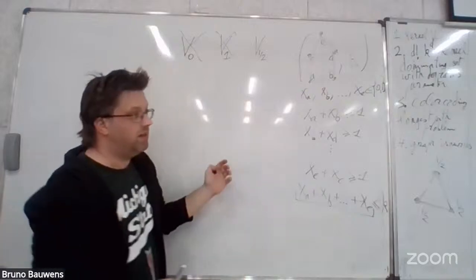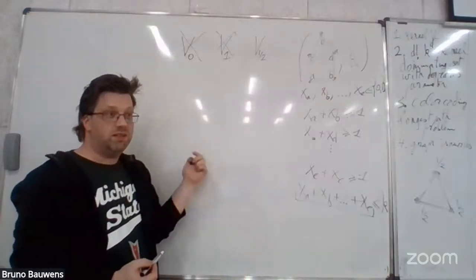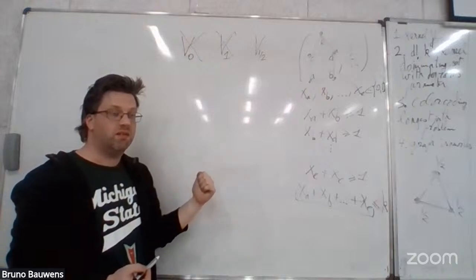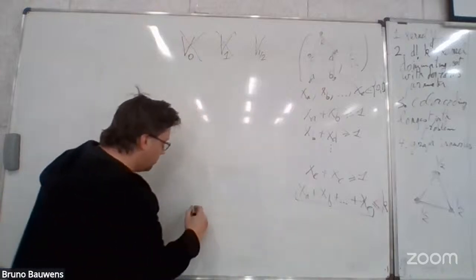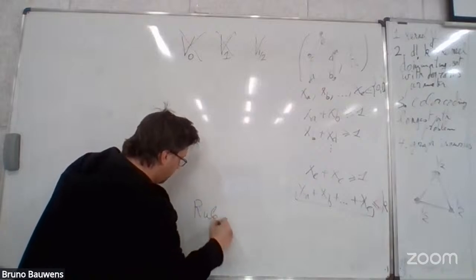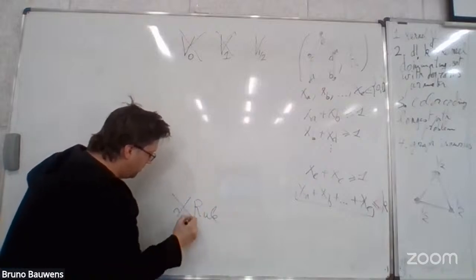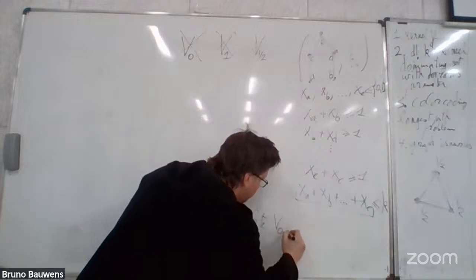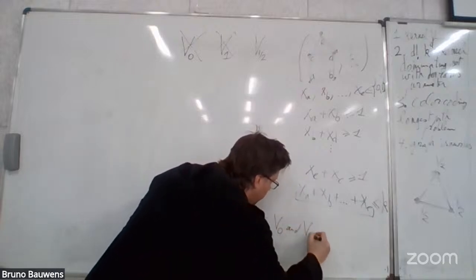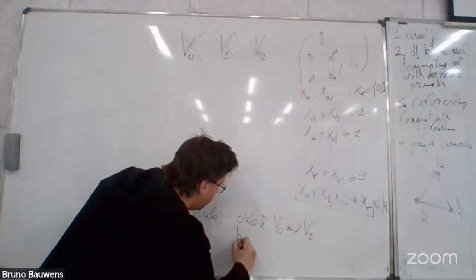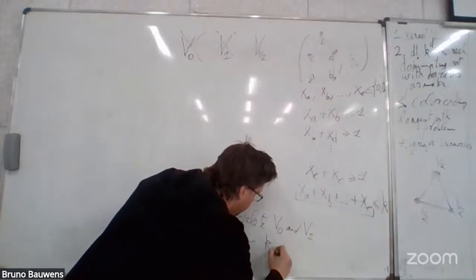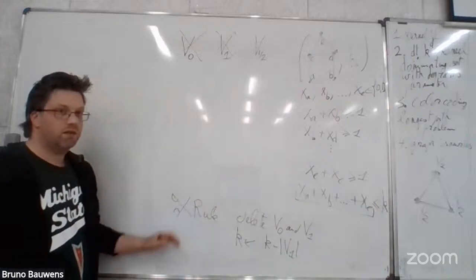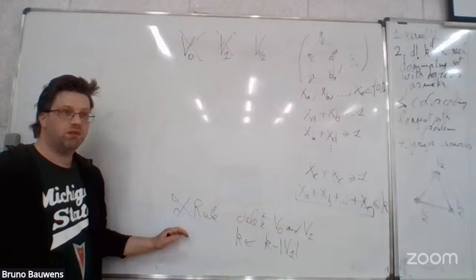So this is the Nemhauser-Trotter theorem, in the sense that if you do this operation, your problem remains equivalent. So let me write the rule. The cut rule: delete V0 and V1, and k goes to k minus the size of V1. So this is the last rule.